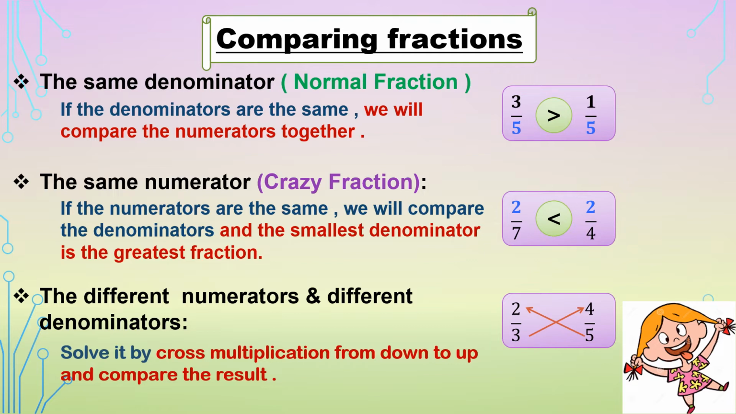So 5 times 2, cross multiplication, it means times. 5 times 2 equals 10. And on the other side, 3 times 4 is 12. Which is bigger, 10 or 12? Yes, 12 is bigger. So 4 over 5 is bigger than 2 over 3.